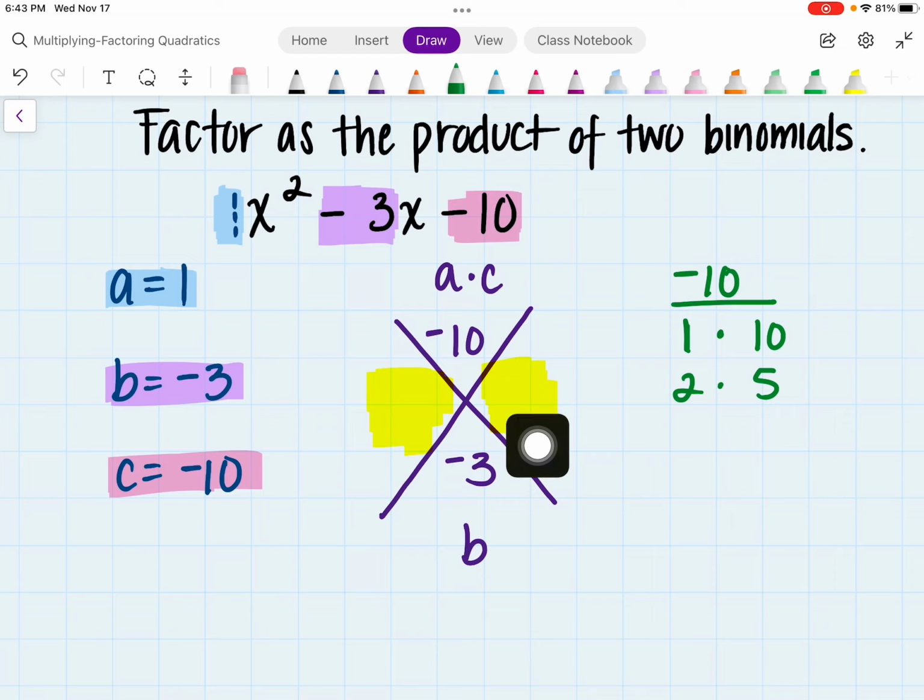Now, based on our b value here, since my b is a negative number, that means that my bigger factors will also be negative. So in this case, this is negative and this is negative.